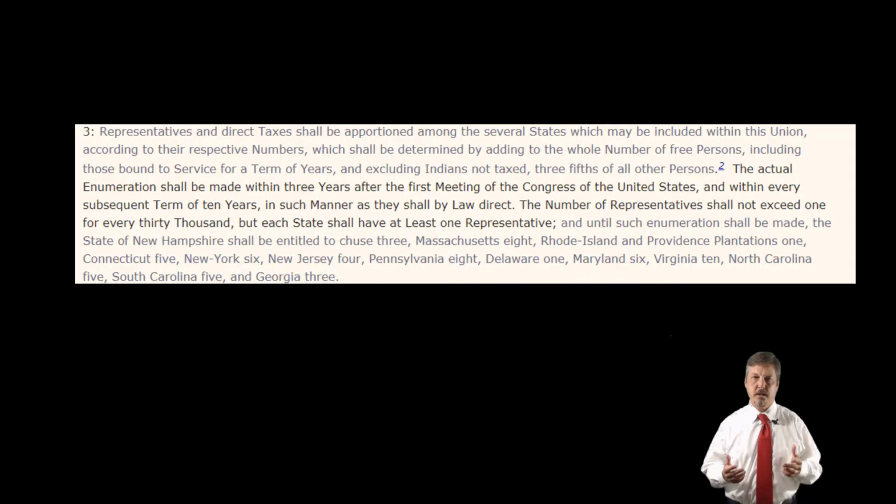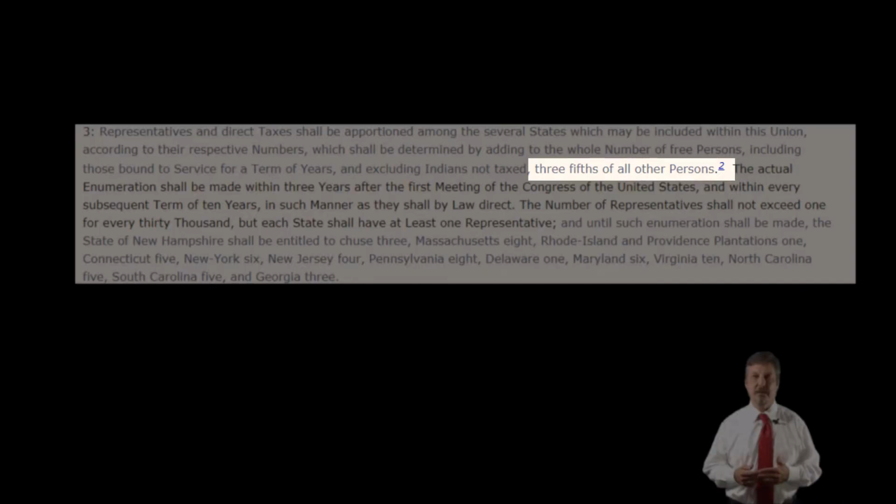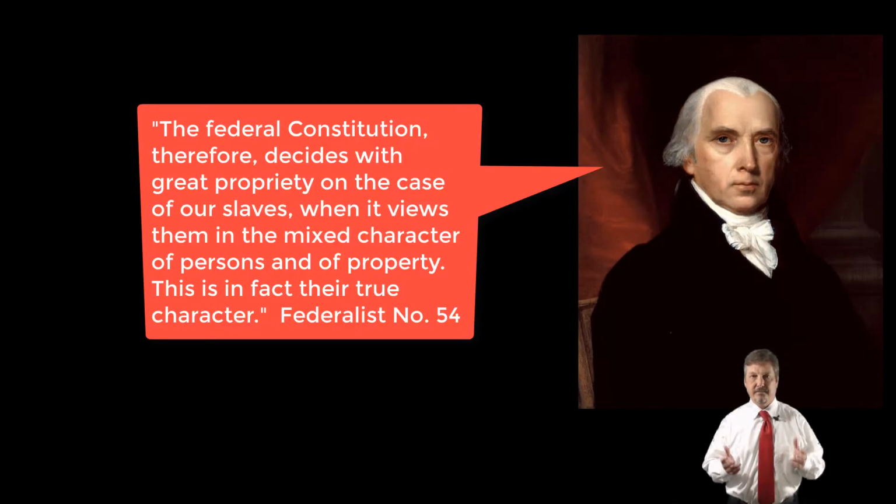The 3/5 clause in Article 1, Section 2, Clause 3 was a compromise on how slaves were counted. It gave Southern states disproportionate representation in relation to their potential tax obligations. Defending this clause against critics who thought it would give Southern states too much power, James Madison said in the Federalist Paper No. 54 that the federal Constitution decides with great propriety on the case of our slaves when it views them in the mixed character of persons and of property. This, in fact, is their true character.